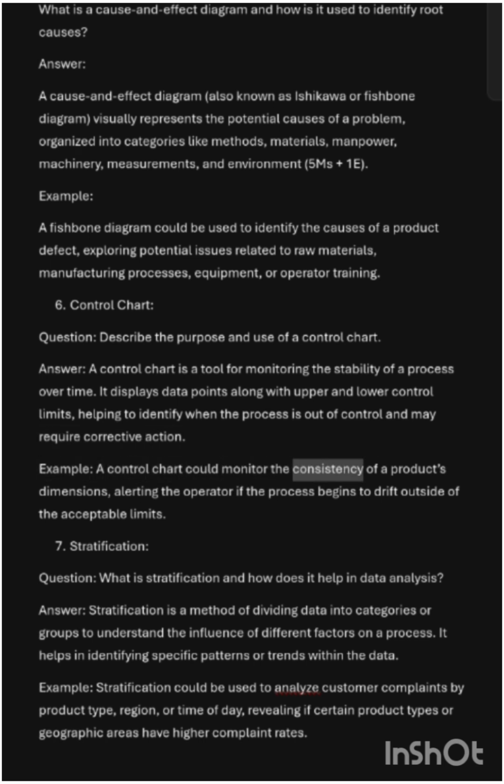7. Stratification. Question: what is stratification and how does it help in data analysis? Answer: stratification is a method of dividing data into categories or groups to understand the influence of different factors on a process. It helps in identifying specific patterns or trends within the data. Example: stratification could be used to analyze customer complaints by product type, region, or time of day, revealing if certain product types or geographic areas have higher complaint rates.